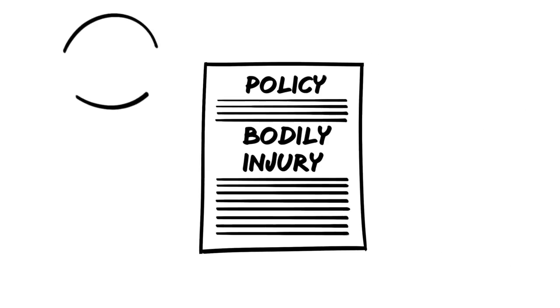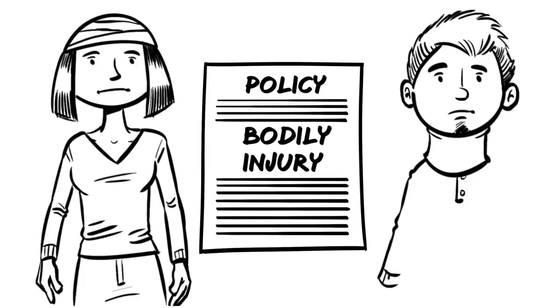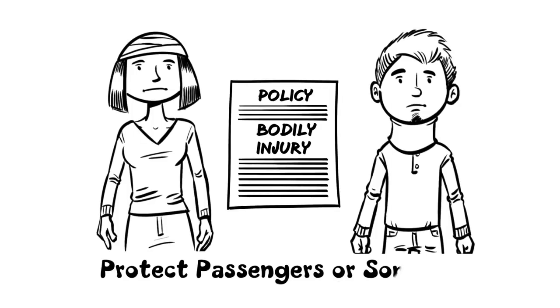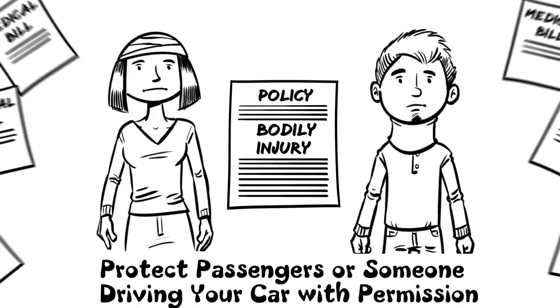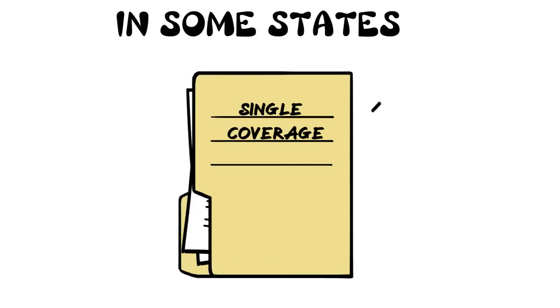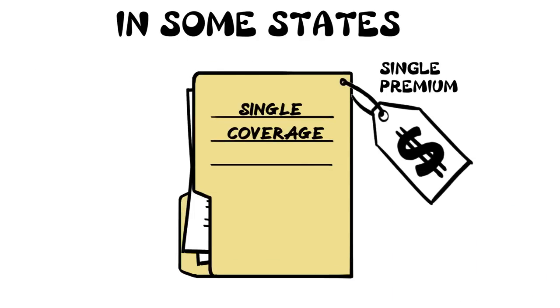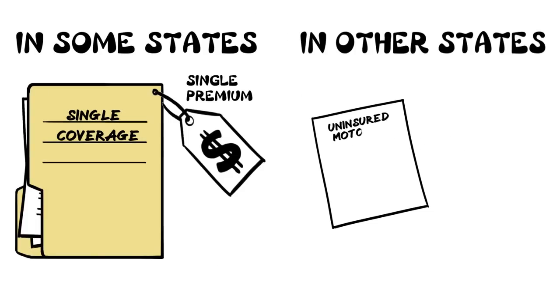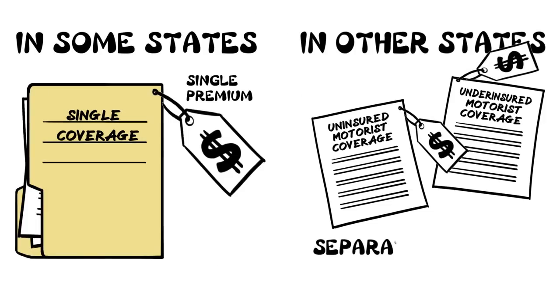The bodily injury portion of uninsured and underinsured motorist coverage may also cover injuries to your passengers or anyone driving your insured auto with your permission at the time of the accident. In some states, uninsured and underinsured motorist coverage is a single coverage, for which you pay a single premium. In others, they are separate coverages for which you would pay separate premiums.